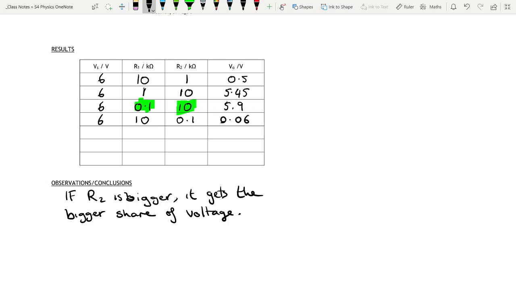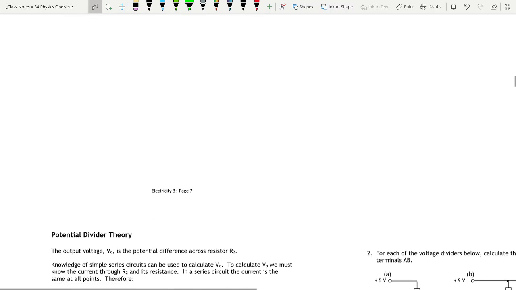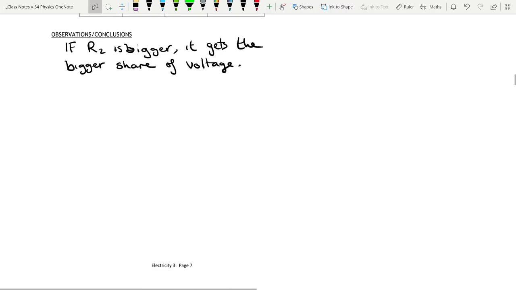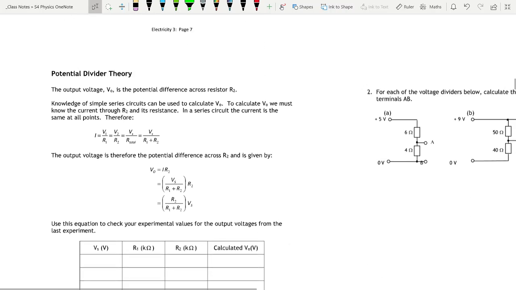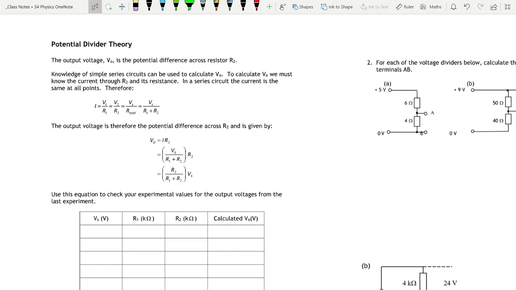Okay, so now you've got a sense of what the experiment was and how we did it. So we're going to look at the theory now. The theory behind this: if you've got a bigger resistor, you've got a bigger voltage out. And it's all based on theory that we know already. So the output voltage, V out, is the potential difference across that resistor R2. We've called it R2. So knowledge of simple series circuits can be used to calculate that V out.